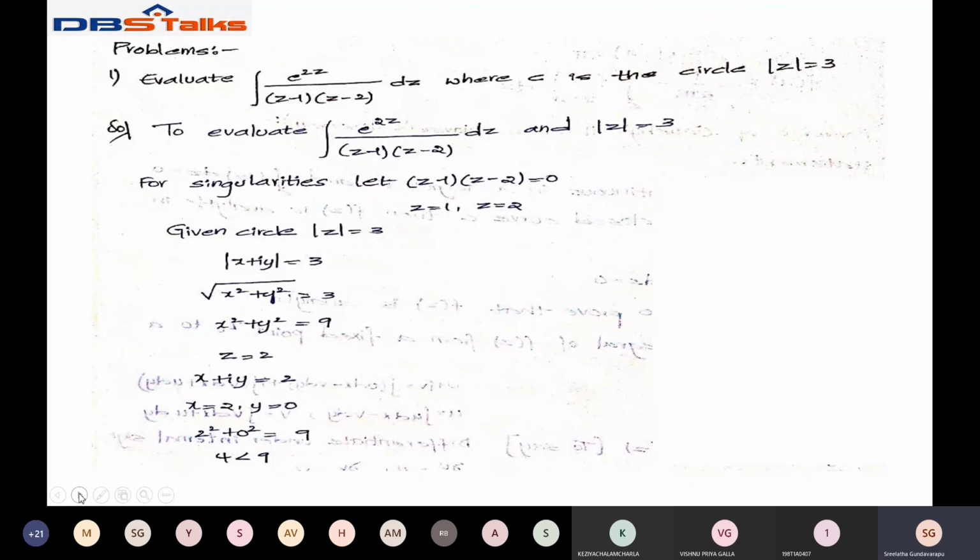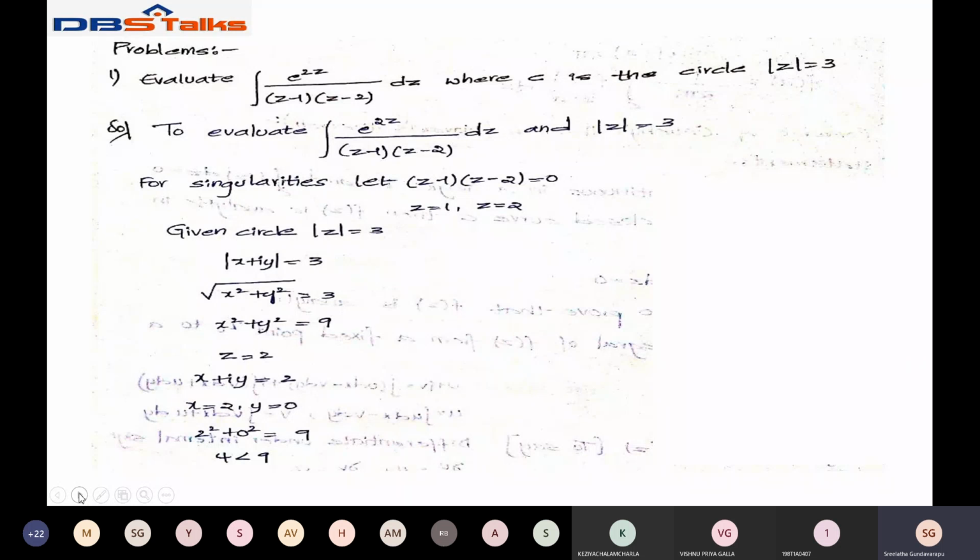So, in this problem, the important point is the difference between two theorems: Cauchy's integral theorem and Cauchy's integral formula. Cauchy's integral theorem statement is: f of z is analytic inside the circle C, then integral over C f of z dz value is 0. And the Cauchy's integral formula statement is: f of z is analytic within and on a closed curve C, then integral f of z by z minus a dz equal to 2 pi i into f of a. So this is the difference between the two theorem statements.